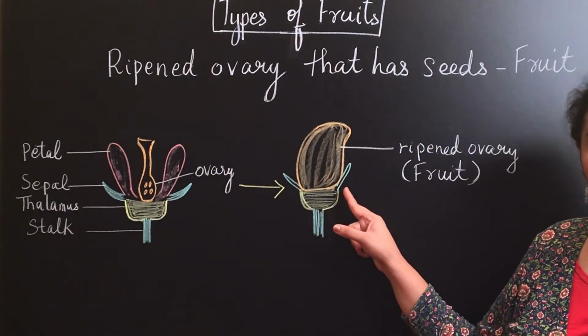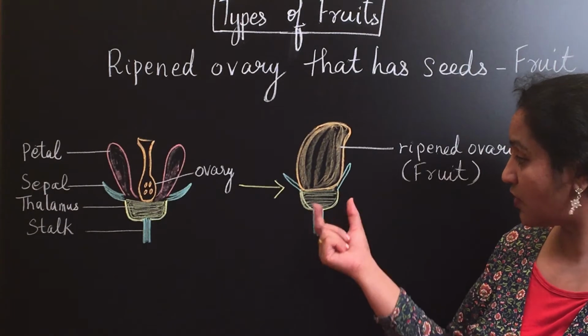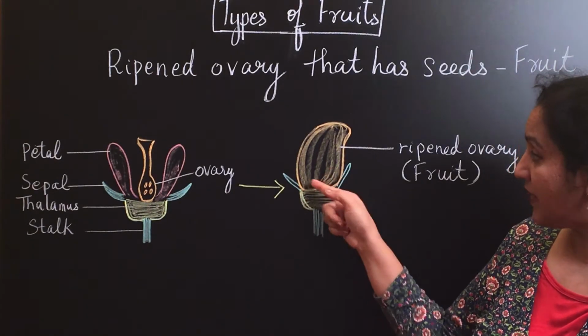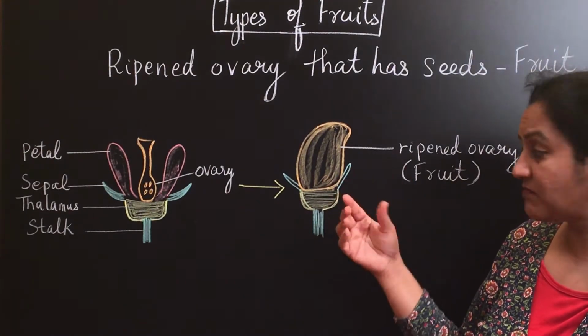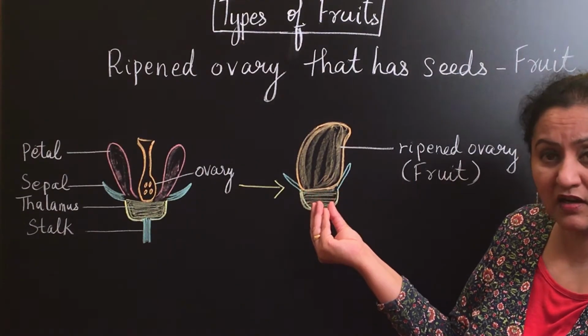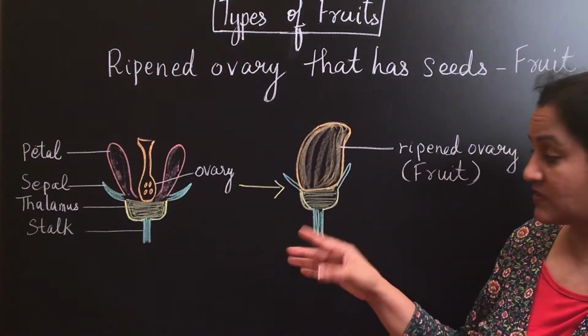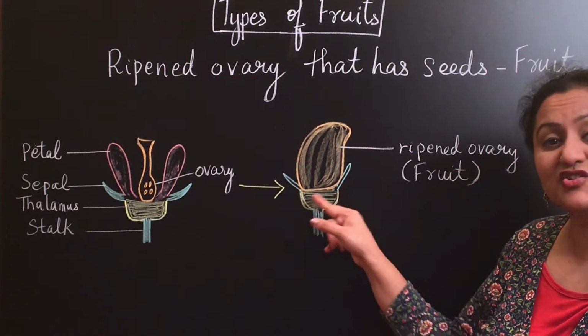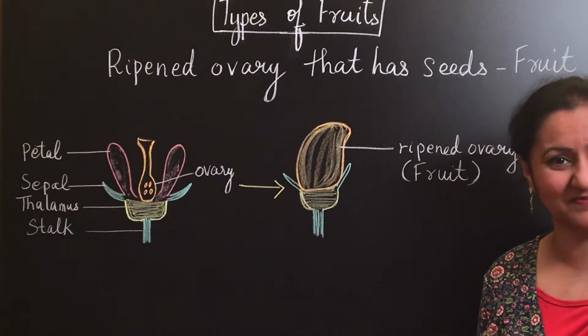So this is how a mango fruit develops. You can see the stalk, the thalamus area, and the ripened ovary which has seeds inside, and after some time even the thalamus will shrink and the sepals will wither and fall off. The petals will no longer be visible, so you will be able to see only the stalk and the ripened ovary of the mango. So this is how fruits are formed.